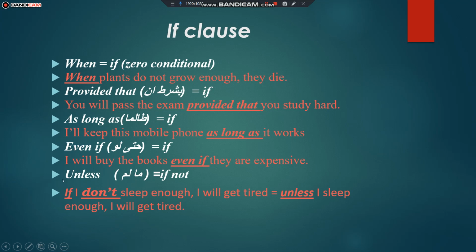Now يا شباب, unless. We can use unless instead of if not. For example, if I don't sleep enough, I will get tired. You can put unless instead of if and not. يعني you have to drop if and don't. Look, unless I sleep enough, I will get tired.